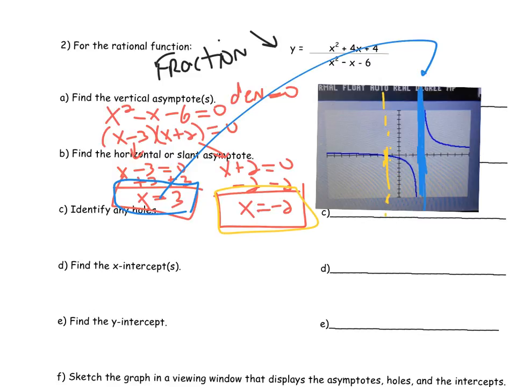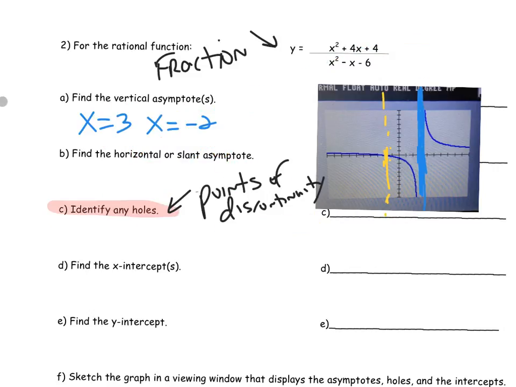What you might want to do for these questions is first try to identify if there are any holes in the graph. The holes in the graph are known as points of discontinuity. And a rational function has a hole if there is a common factor of the numerator and the denominator.